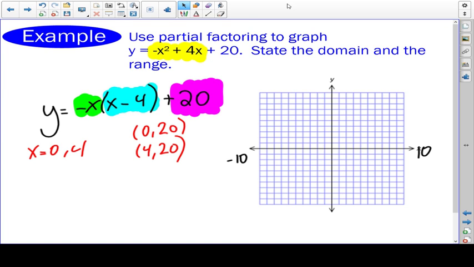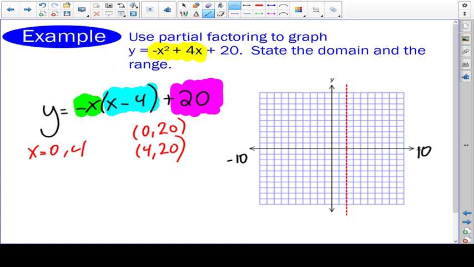But here's what I do know, or should know, or want to know. Where's my axis of symmetry going to be? X equals what? 2. Because it's halfway between these two. Halfway between 0 and 4 is 2. So I don't know much yet, but I do know that my vertex is going to be somewhere along this red line.